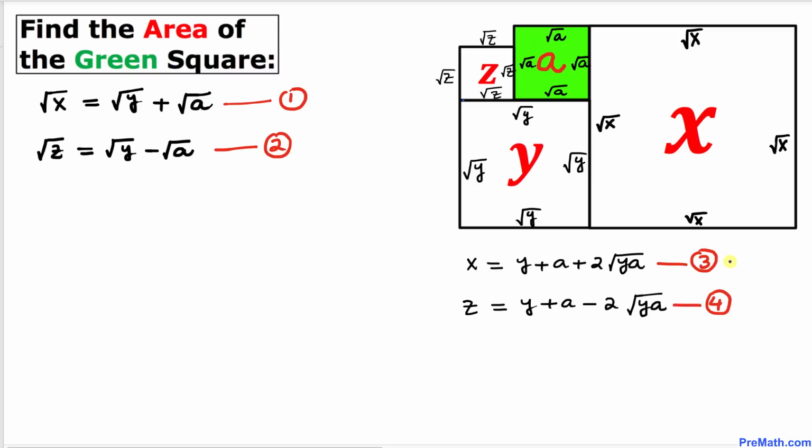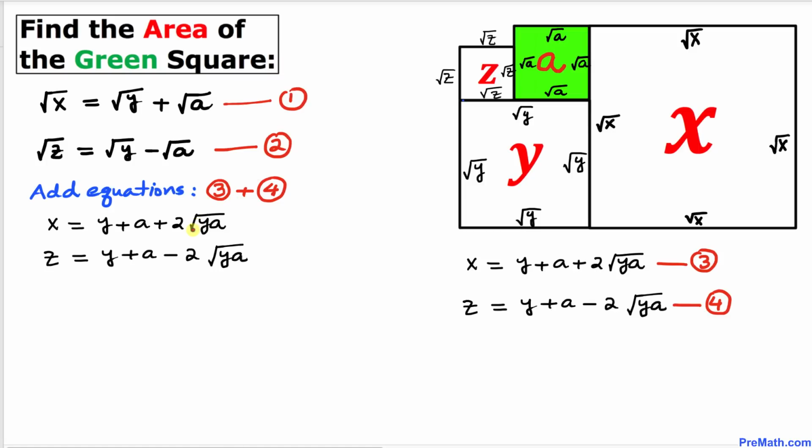So we got these two equations, equation 3 and equation 4. And now let's add these equations, equation 3 and 4. And here I have copied equations 3 and 4 over here. And we can see that this positive 2 times square root of y times a and then minus 2 times square root of y times a cross each other out. So we ended up with x plus z equals 2y plus 2 times a.